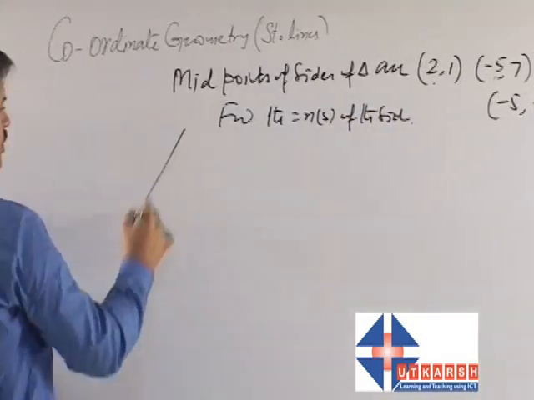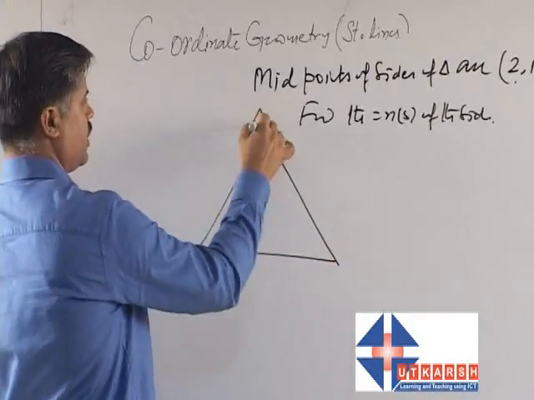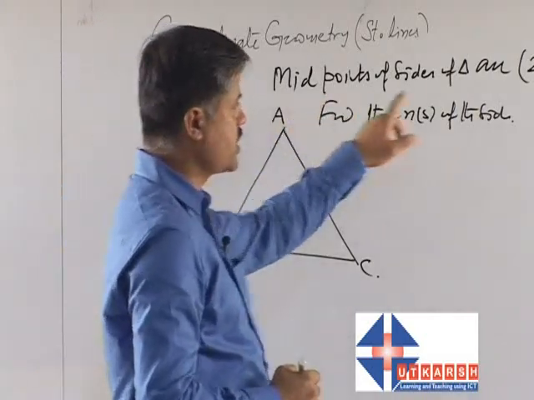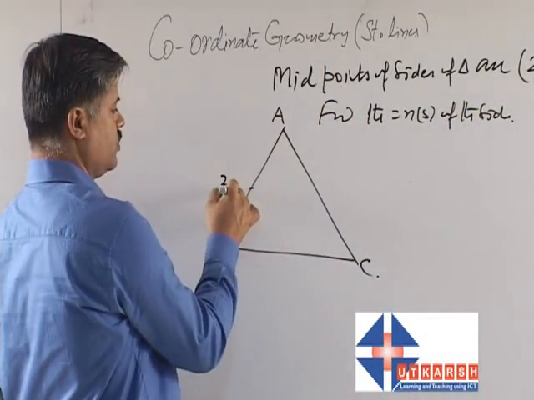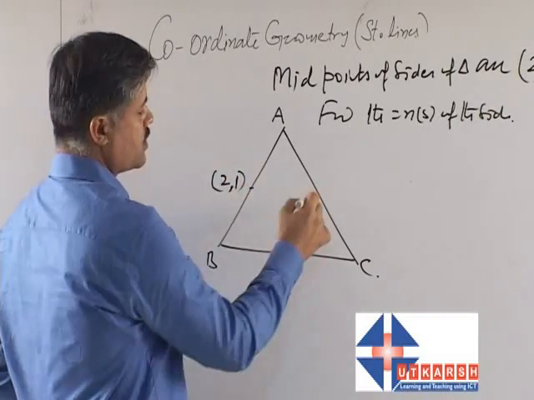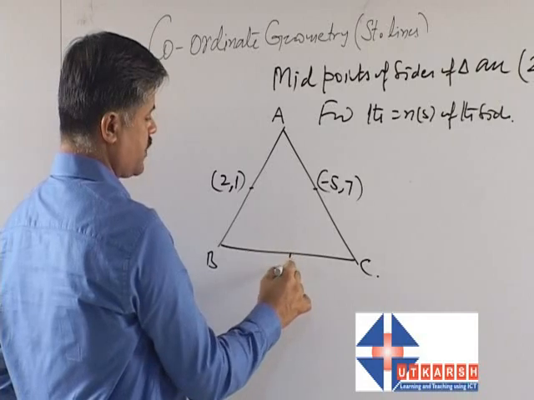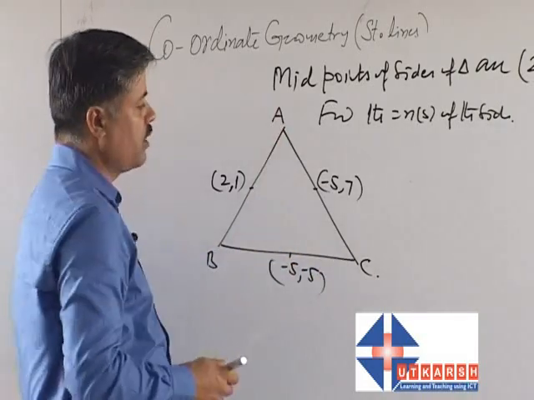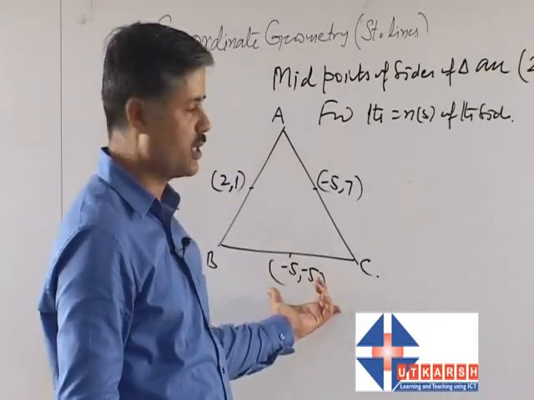Say this is a triangle A, B, C. The question has given you the midpoints of the sides of the triangle. Say this is (2, 1), this is (-5, 7), and this is (-5, -5). They are asking us to find the equations of these sides, that is, I need the equation of AB, the equation of AC, and the equation of BC.